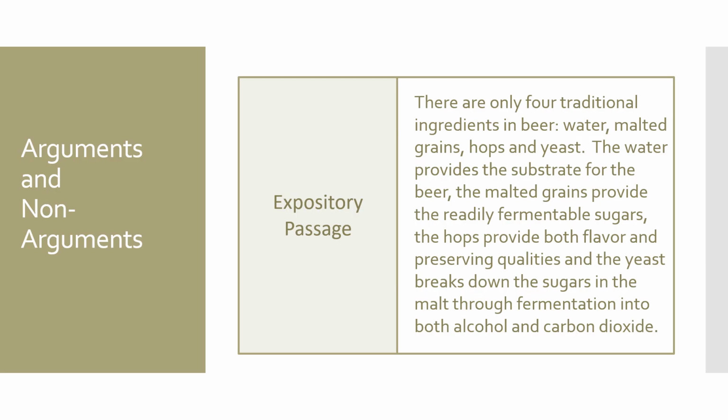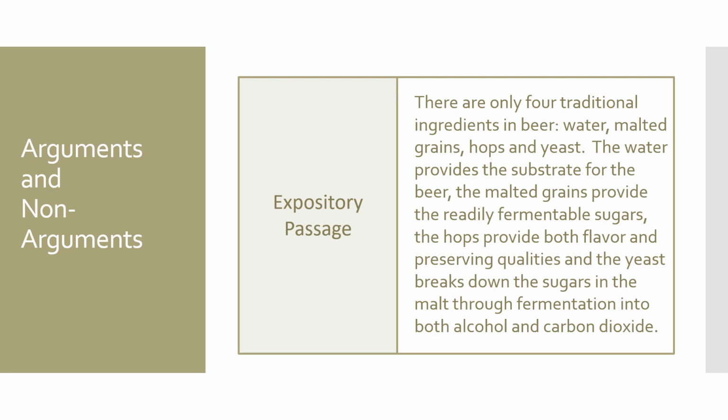So here's a very easy example. It says there are only 4 traditional ingredients in beer: water, malted grains, hops, and yeast. Now notice that's our original topic statement. Everything that follows after this is not an attempt to prove that that's true. Rather, what it does is elaborate on that point. So we say the water provides a substrate for the beer, the malted grains provide readily fermentable sugars, the hops provide both flavor and preserving qualities, and the yeast breaks down the sugars in the malt through fermentation into both alcohol and carbon dioxide.